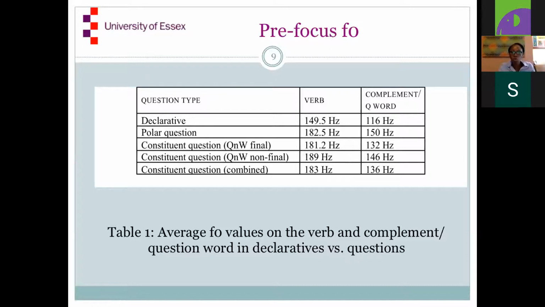So overall, in terms of what the F0 is of a question, whether there's a question word or a polar question, the fall that we are seeing at the end after the question word is still much higher than we are seeing in a declarative sentence. So these values are averaged over three repetitions in each case.